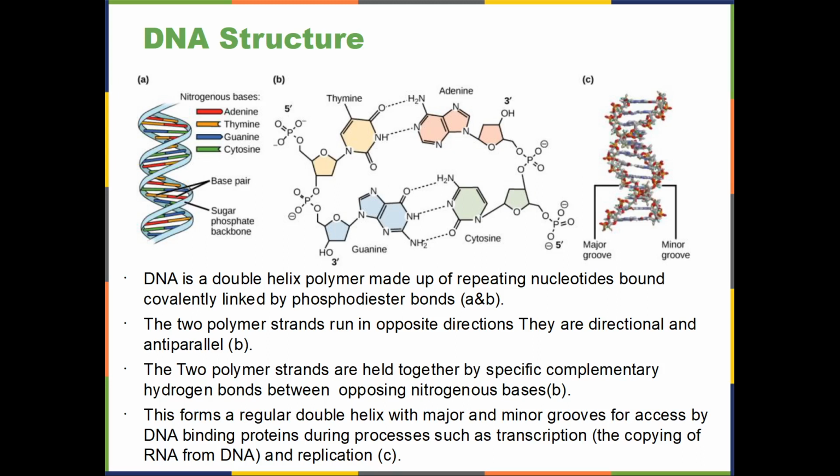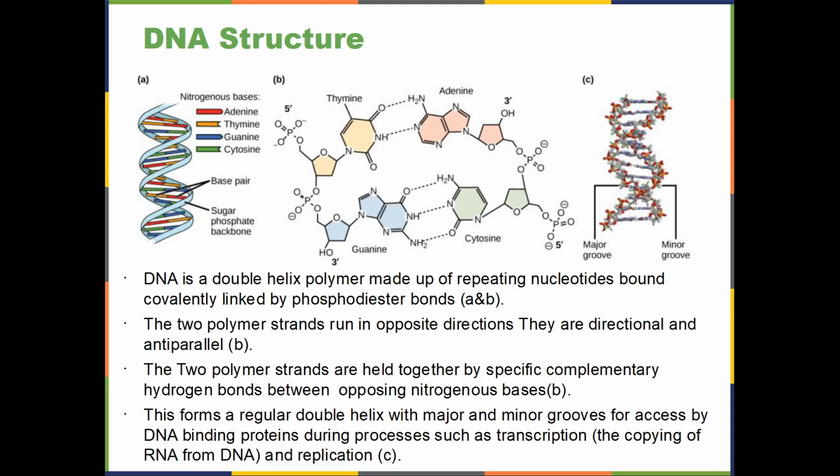All right. So DNA is a double helix polymer made up of repeating nucleotides, bound covalently, linked by phosphodiester bonds. These run in opposite directions. They are considered to be anti-parallel. Two polymer strands are held together by specific complementary hydrogen bonds between opposing nitrogenous bases.